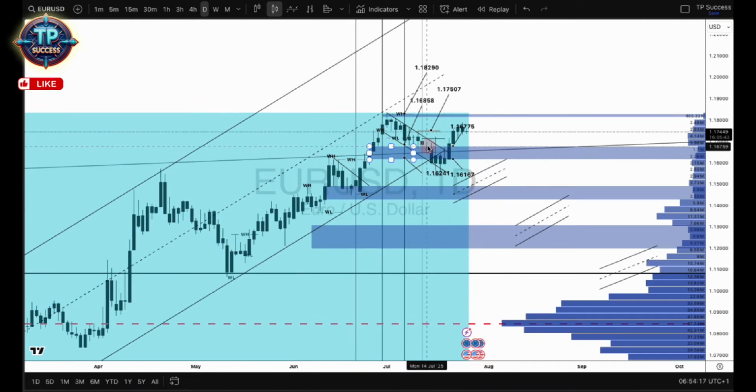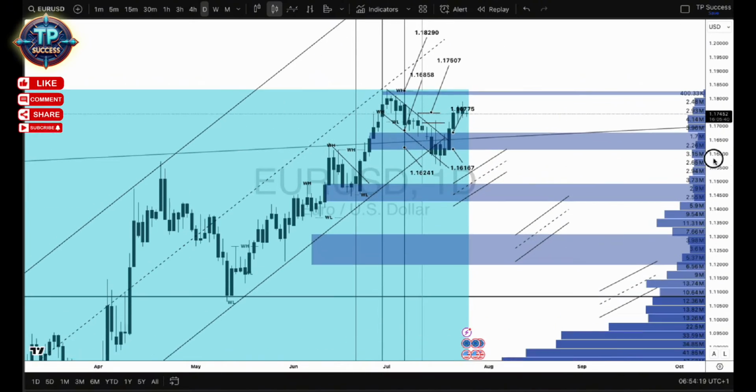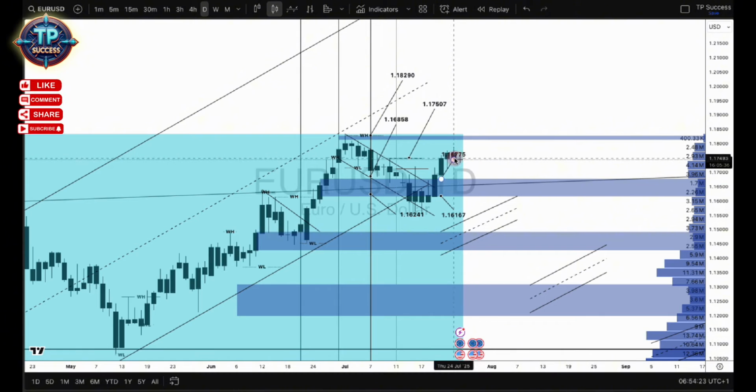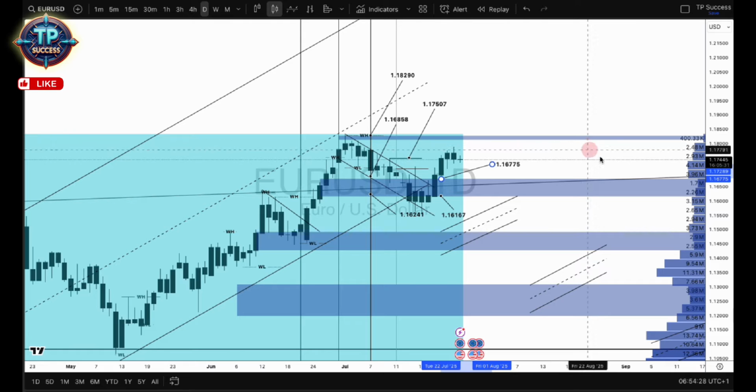As we can see, price has pushed up. So we had a buying opportunity, and the buying opportunity was set at 1.16775.